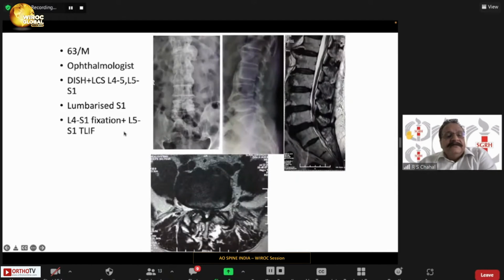Just to save time, I'm coming to the last example. This is an ophthalmologist we had operated. He has DISH. These are bad bones. It's very difficult to put a screw, and once placed, they tend to become very, very loose. With this quality of bone, there's no elasticity in these bones. It's a lumbarized S1, so we did an L4 to S1 stabilization with a TLIF.